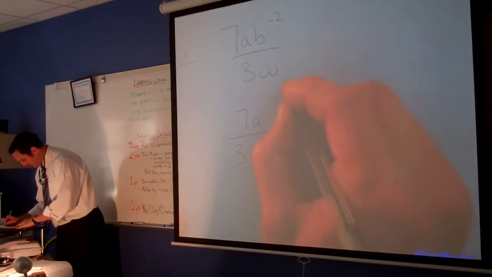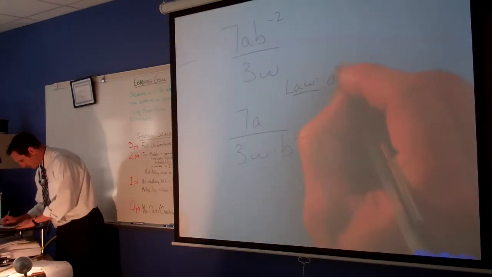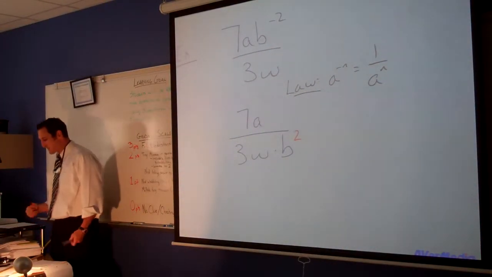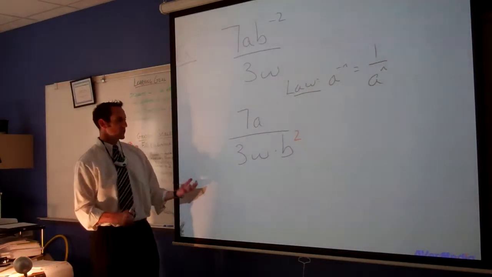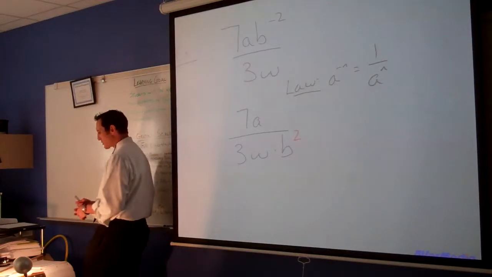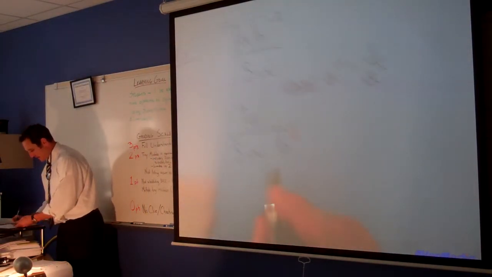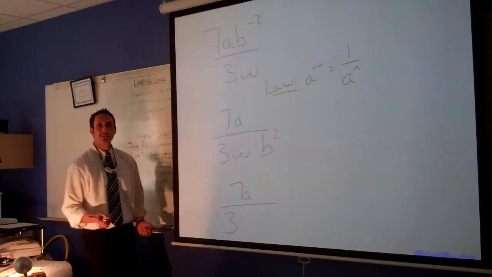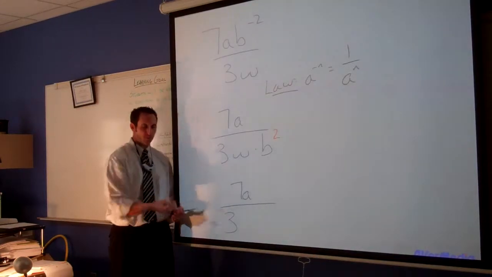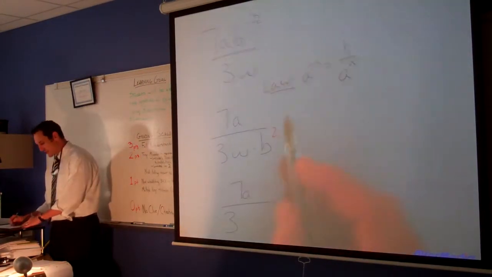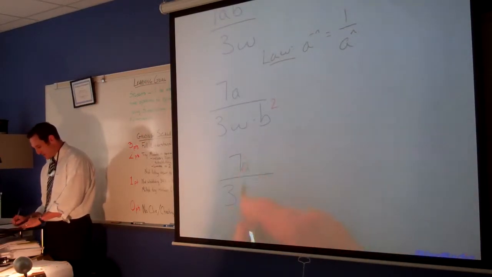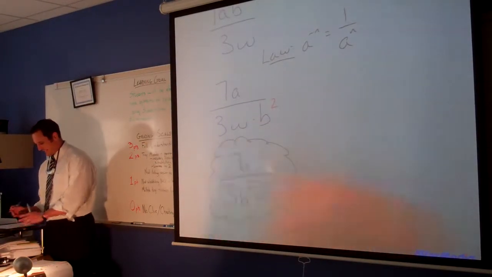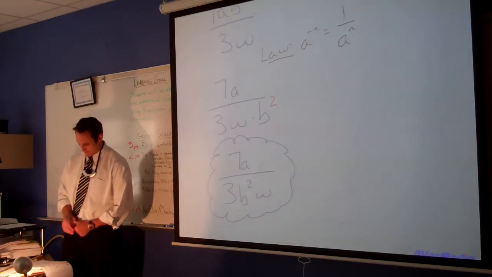And once again, I'll write that law down, keep it fresh in our heads. Anything to the negative power moves it to the bottom and the power becomes positive. That's just what's happened. So the only thing that we're going to switch about this bottom is a little bit of algebra etiquette. And algebra etiquette states that when you have multiple variables being multiplied together, just list them alphabetically. And since b comes before w alphabetically, we're going to move that whole term with its exponent as well. We're going to move it to in front of the w. So b squared times w. And just when we're talking about algebra etiquette, that's how it's supposed to look.